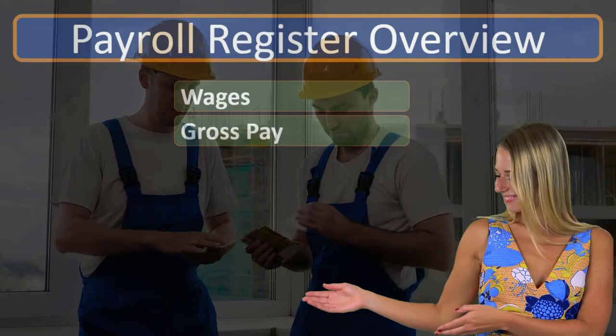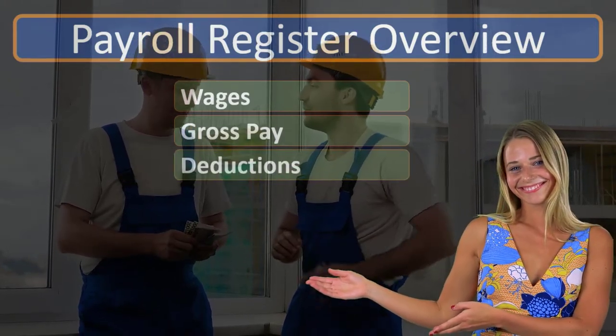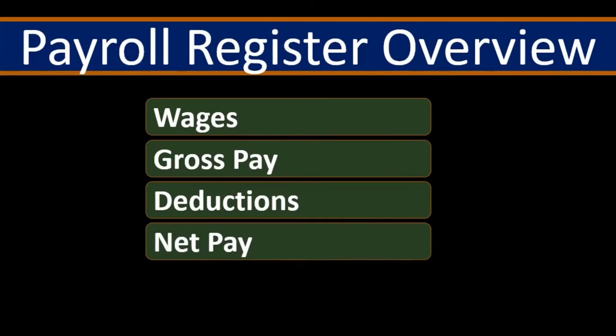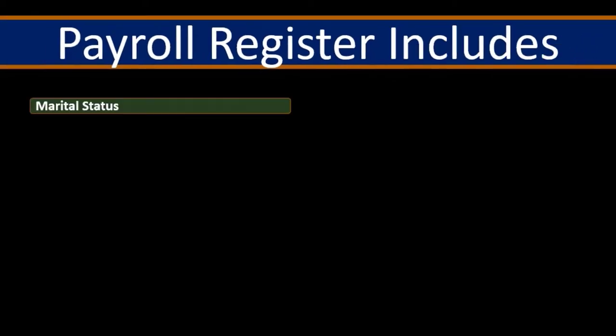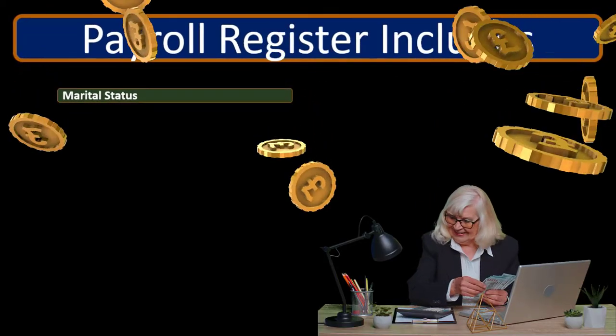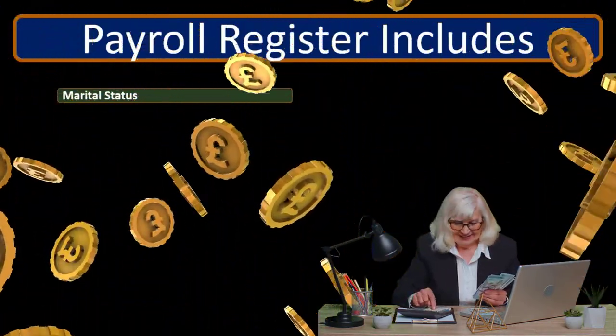So of course, that's not the net pay, not what we actually receive as paychecks. Then we'll record the deductions in the payroll register and then the net pay, what we actually receive as a paycheck, and disbursements. So the payroll register is going to start to show us some of the complexity in payroll. Notice that no one component of payroll is that complex.